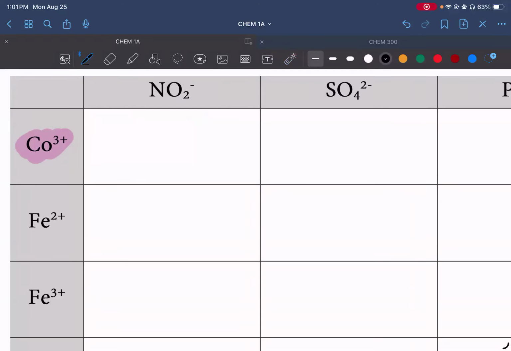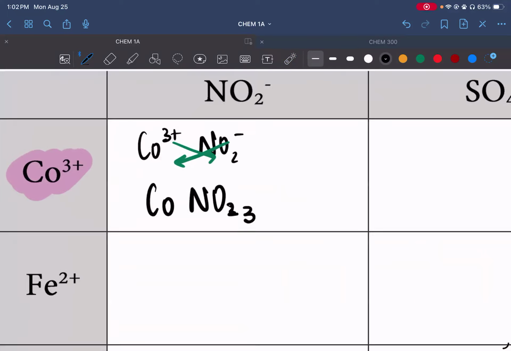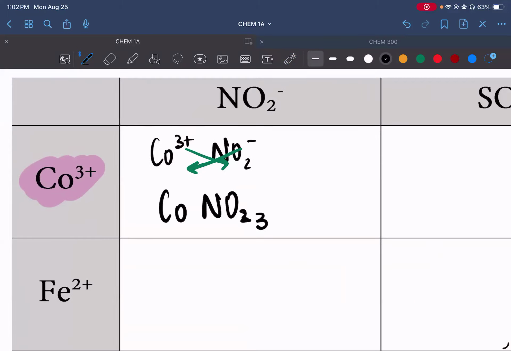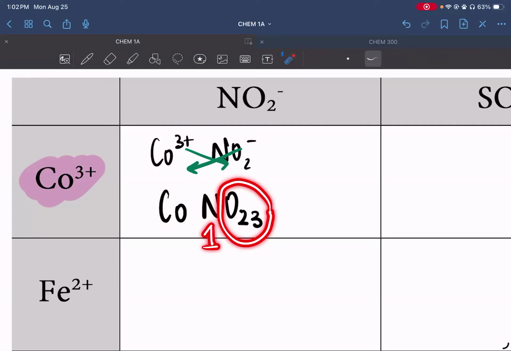What do we do? We're going to crisscross. We're going to say Co3+, NO2-. We're going to crisscross those face values. This becomes Co1, and we don't write the 1, and NO2, 3. But look at how this is written. This is really confusing to read. As written, the way I've drawn this makes it look like I'm saying there is 1 nitrogen and 23 oxygens. That is wrong. So what do we do?